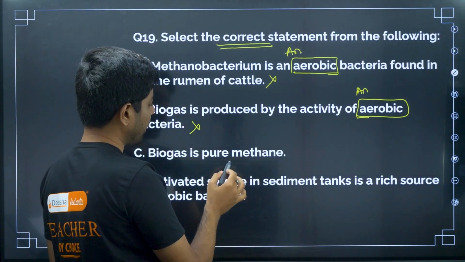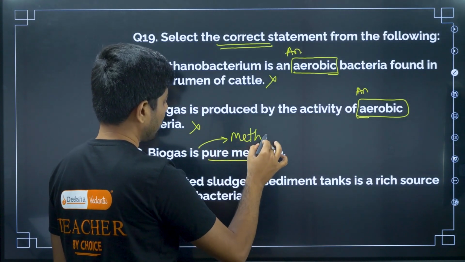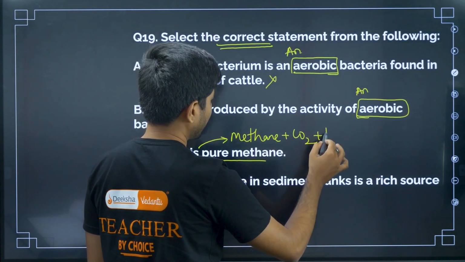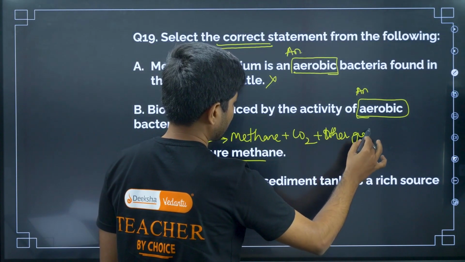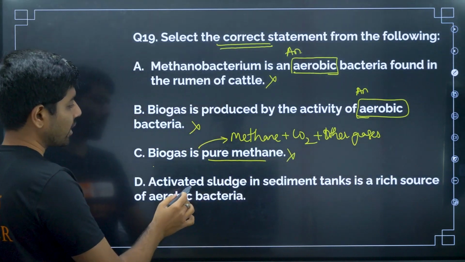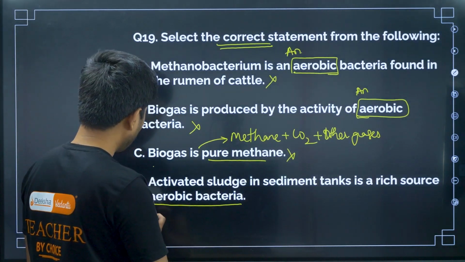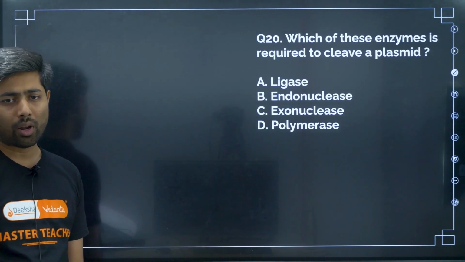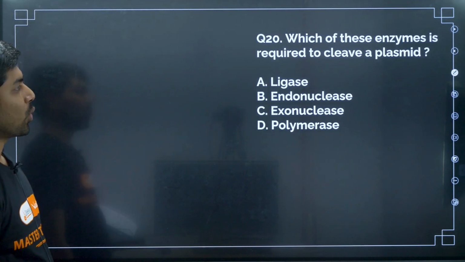Biogas is pure methane. It's wrong because biogas is methane plus carbon dioxide plus you get all other gases also, right? Therefore, this is also wrong. Now, activated sludge in the sediment tanks is rich in aerobic bacteria. This is the right answer, right? This is from biogas production and sewage treatment, right?